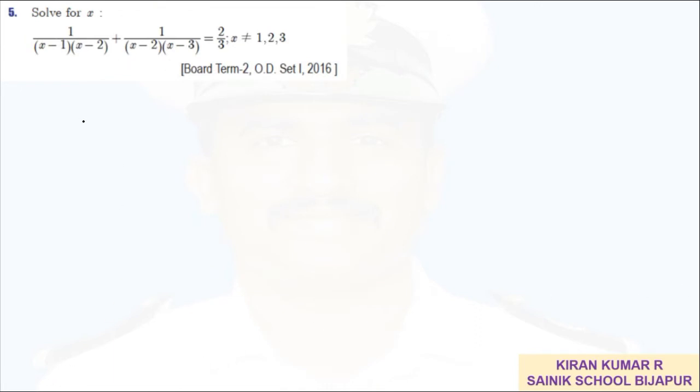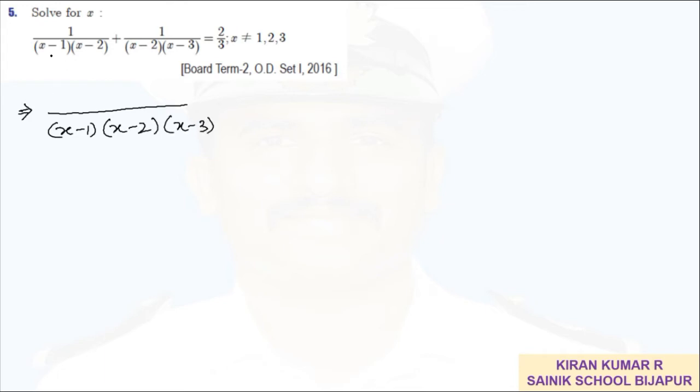Question number 5. 1 upon x minus 1 times x minus 2 plus 1 upon x minus 2 multiplied to x minus 3 equal to 2 by 3, where x is not equal to 1, 2 and 3. Here the best possible way to solve is to take the LCM. So let me take the LCM. LCM is the product x minus 1 into x minus 2 into x minus 3.